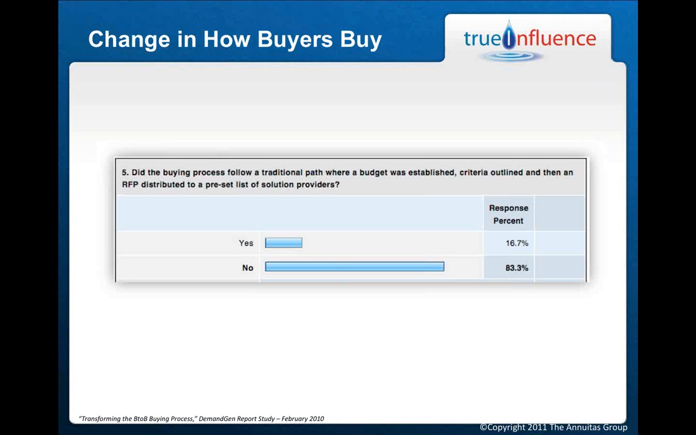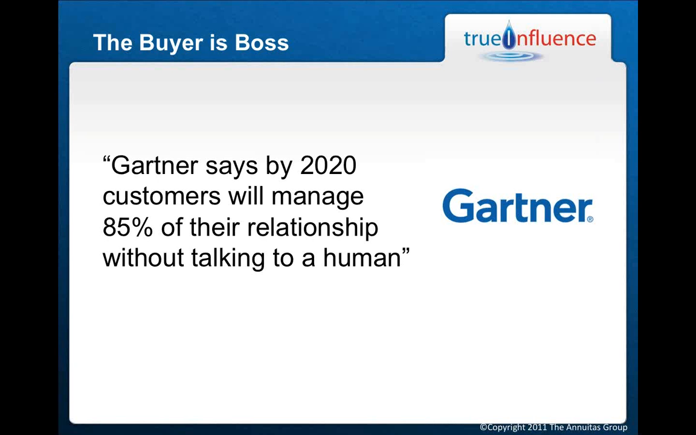There are a lot of reasons for that, and especially the advent of social media has completely changed the way buyers buy. They can now network with each other and have discussions with each other, and they can start to inform themselves on buying decisions before ever engaging one-on-one with an individual salesperson. So sales is being moved much further down the funnel. In fact, Gartner says by the year 2020, customers will manage 85% of this relationship without ever talking to a human.